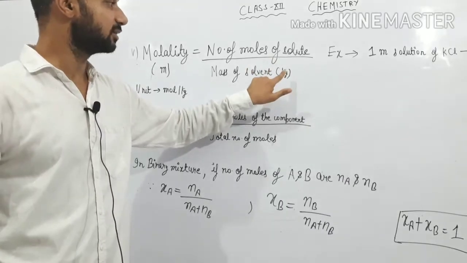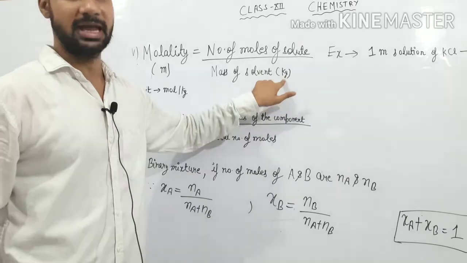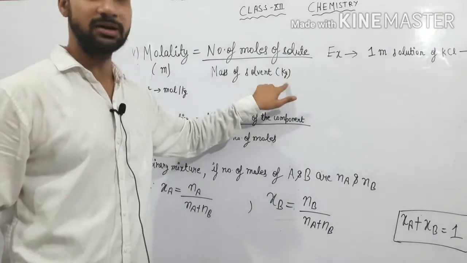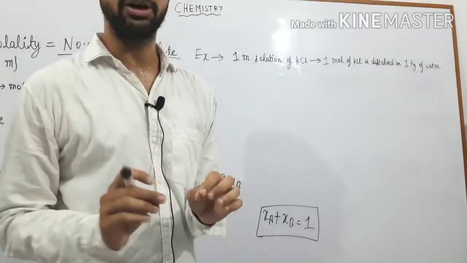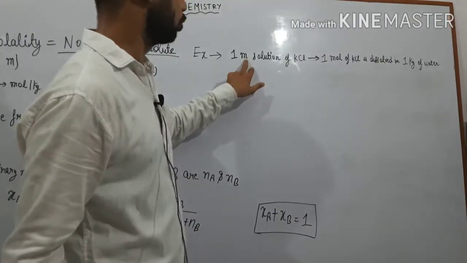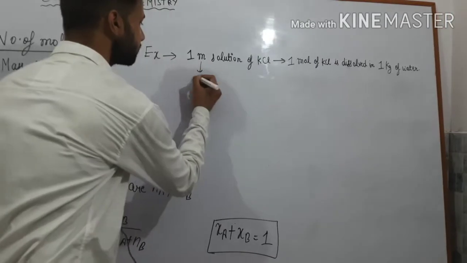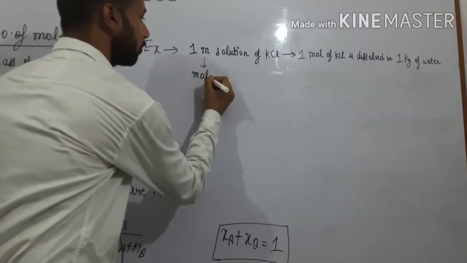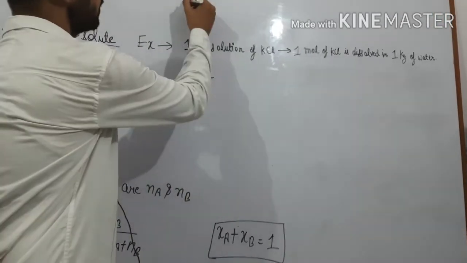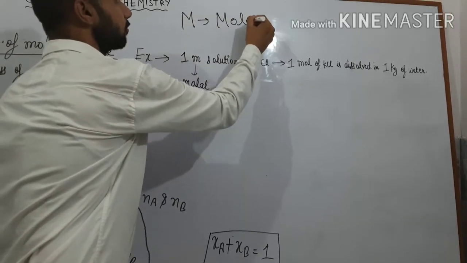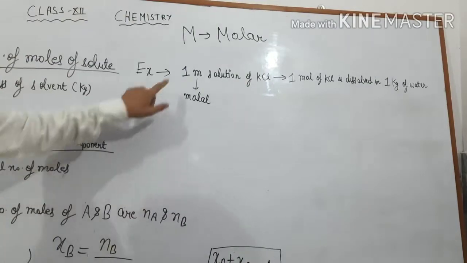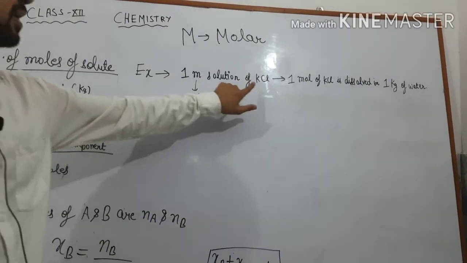We have to understand that kg is very important. If the mass is in gram, we have to convert it to kg. For example, if there is a statement written 1 molal, it is pronounced as molal, and capital M is pronounced as molar. Okay, 1 molal solution of KCl.